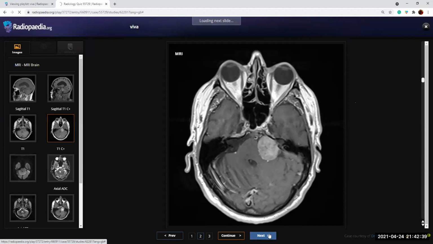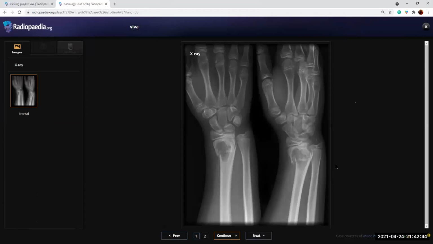Okay, you looked at the diffusion. Why did you look at the diffusion? I just wanted to be sure that this is not a case of epidermoid cyst. Okay, this patient had a history of fall.